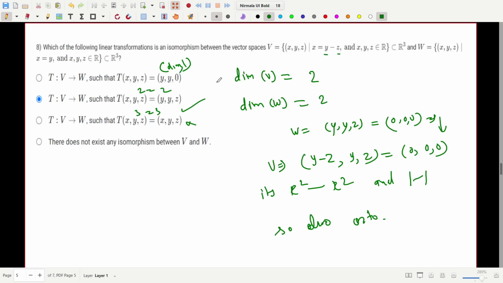Looking at the first option, (x, y, z) maps to (y, y, 0). So if (y, 0) is the format of W, then the dimension will be 1. So always it is one variable.